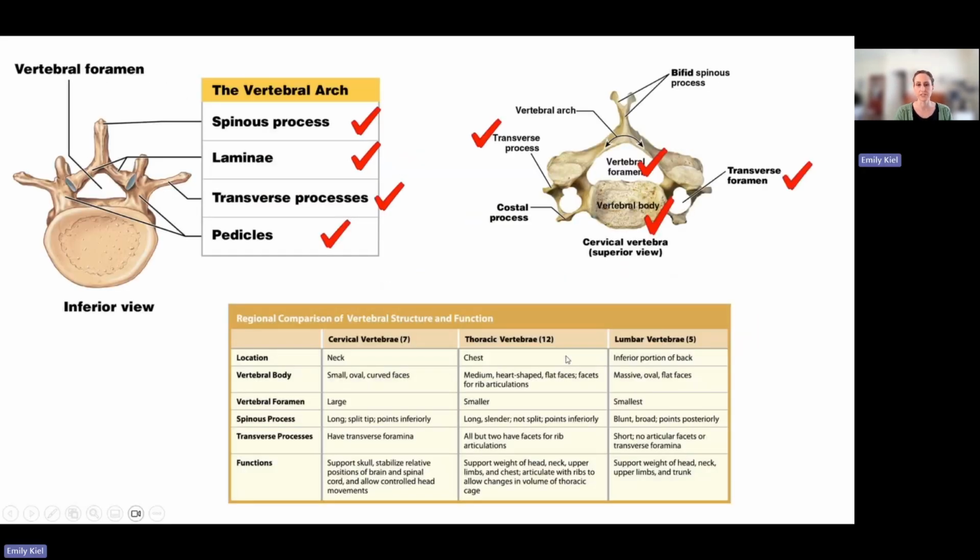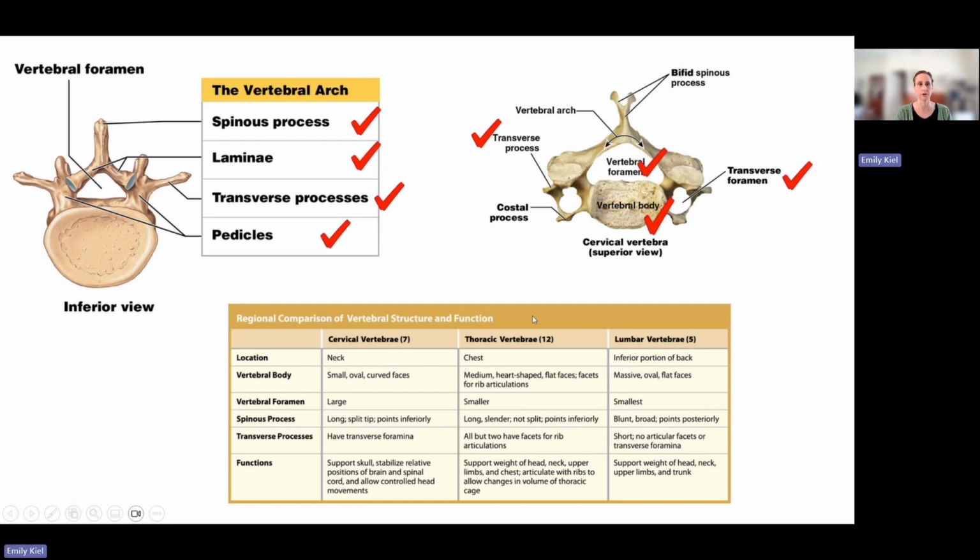Few other points, the thoracic vertebra, the spinous processes are going to point inferiorly. The vertebral bodies, they're not going to be huge. They're going to be kind of heart-shaped, not completely round. And they're going to have some places for rib articulations.